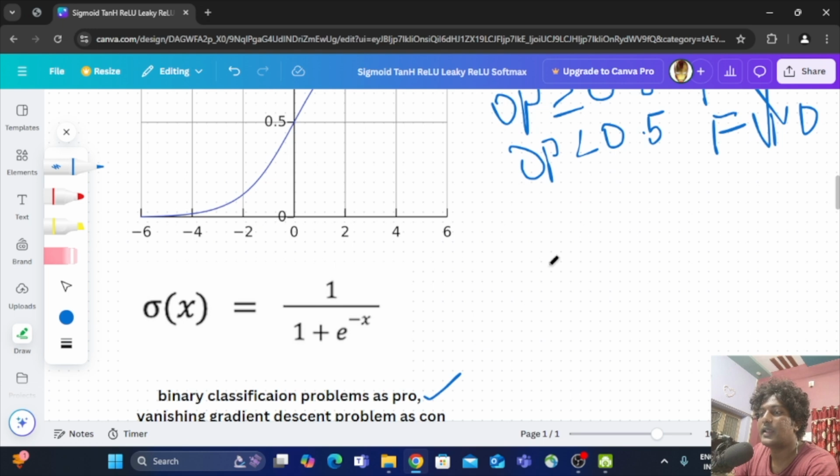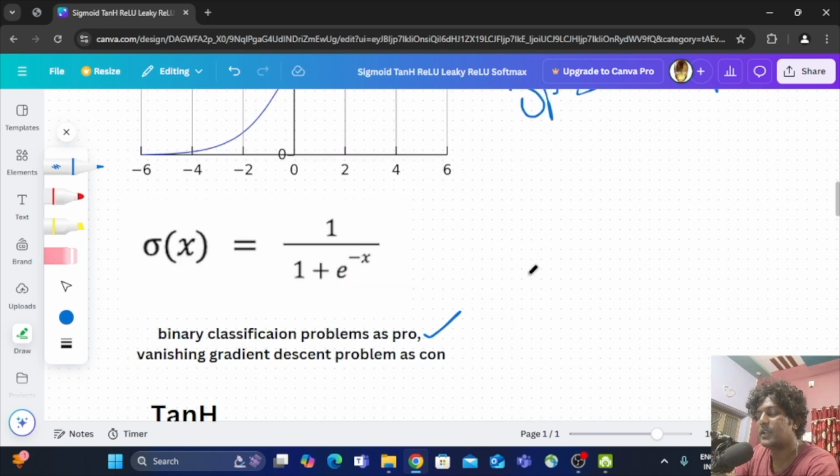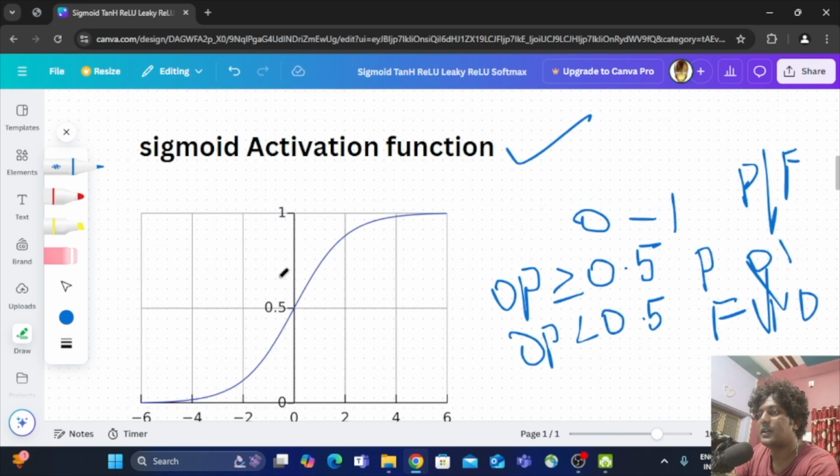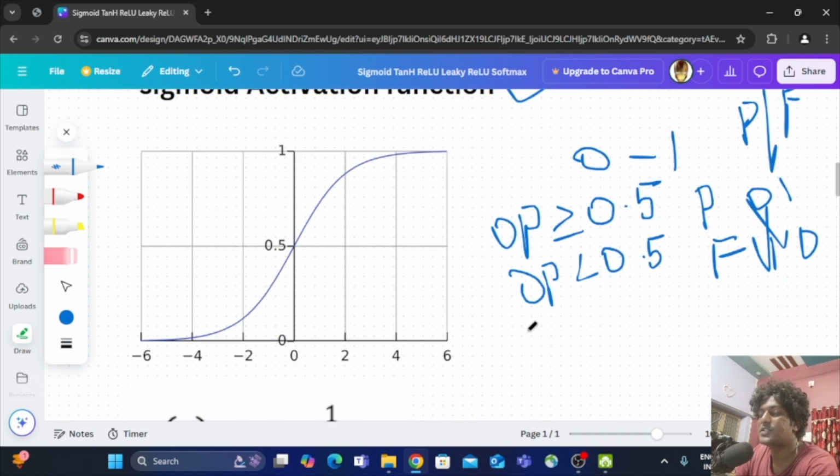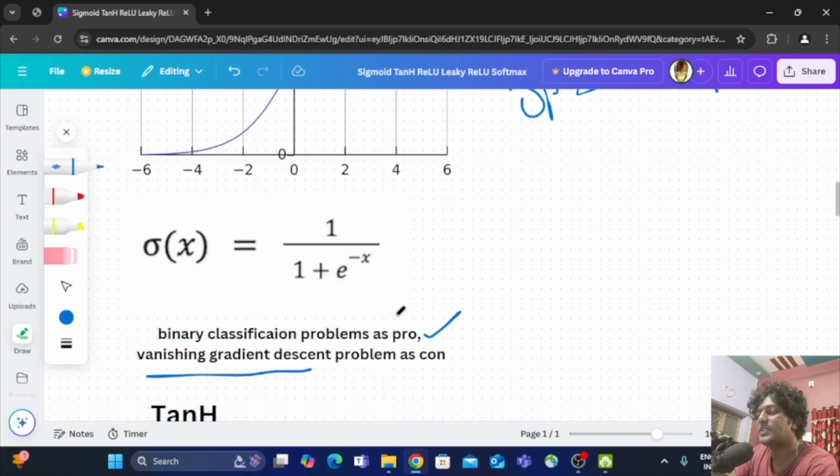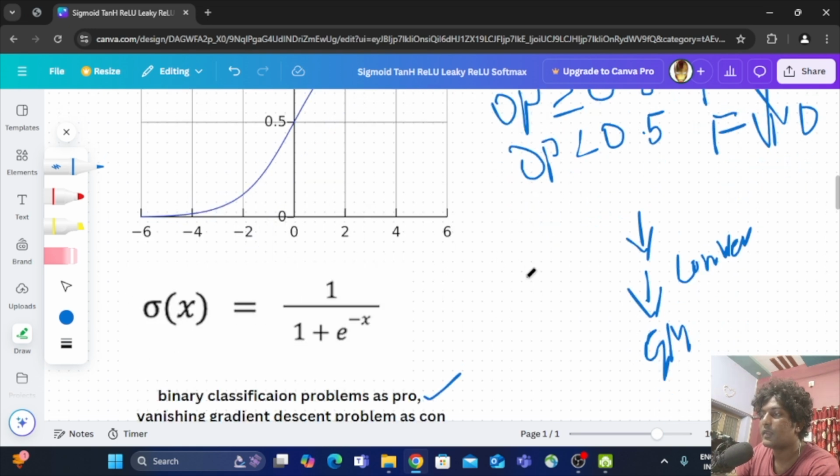If we consider the cons, the disadvantages of the sigmoid activation function, there is the vanishing gradient problem. This problem arises when we use the sigmoid activation function, and because of this it will converge slowly towards the global minima. The convergence will be slow during the entire process.